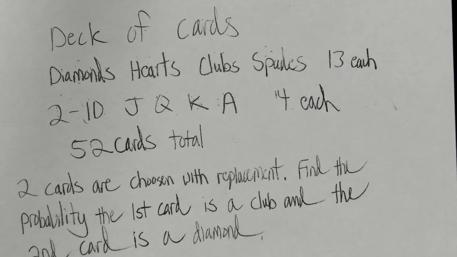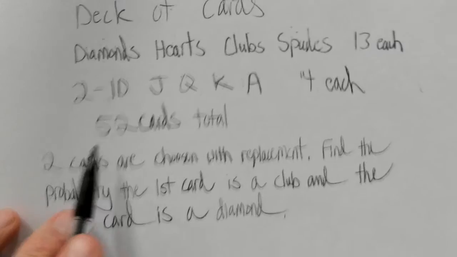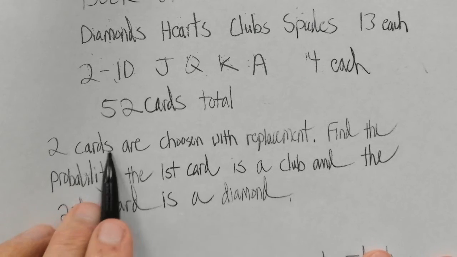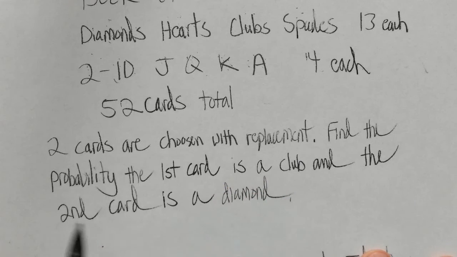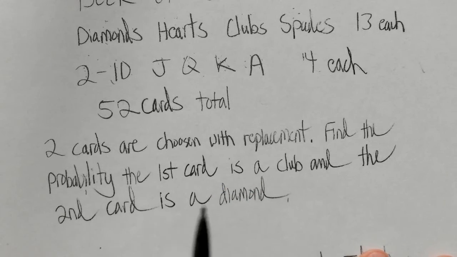And that makes a total of 52 cards. All right? So now that we know what the numbers are, we can actually answer probability questions about them. Let's say we have a question like this, where it says 2 cards are chosen with replacement. That means you put them back first. Find the probability that the first card is a club and the second card is a diamond.